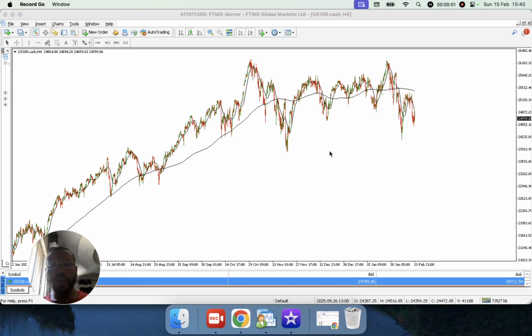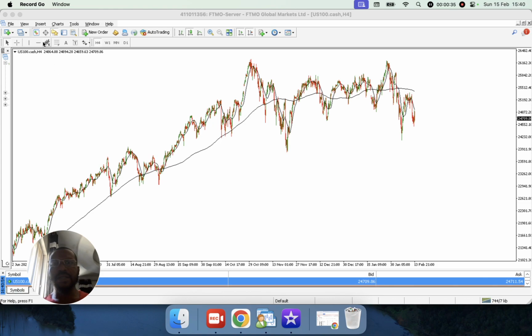Okay, traders, so welcome back to the next pair, which is the US 100 or the Nasdaq. As we can see, the Nasdaq is in a range. Traders, I have two ways with which I look at the markets. One is when the market is trending, I use the trend pullback, and when the market is ranging, I use the mean reversion strategy. So in this case now, the Nasdaq is in a range.